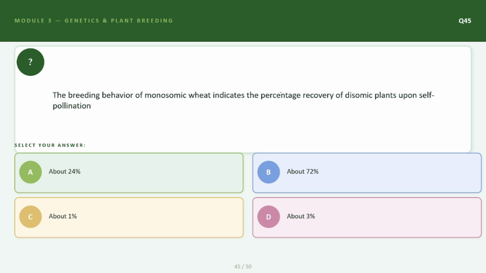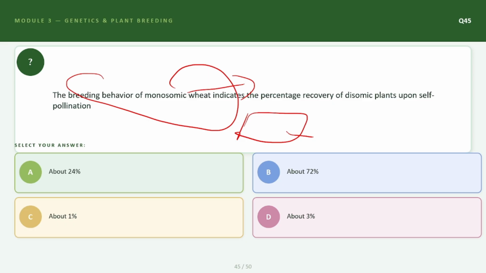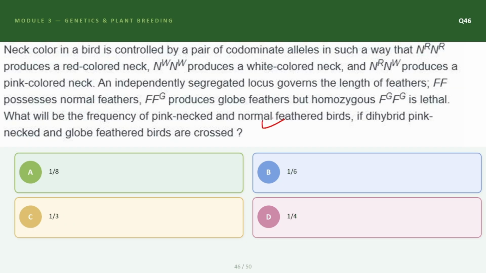Okay. Then the breeding behavior of monosomic wheat is present directly in table form in the BDC group, so refer to that directly. It's also a very simple question. The answer is 1 by 6. How will I tell? See, neck color of the bird is controlled by a pair of codominant alleles. See the word codominant allele, such that NRR produces red, and white produces the white color. And the heterozygous produces a different, pink color.